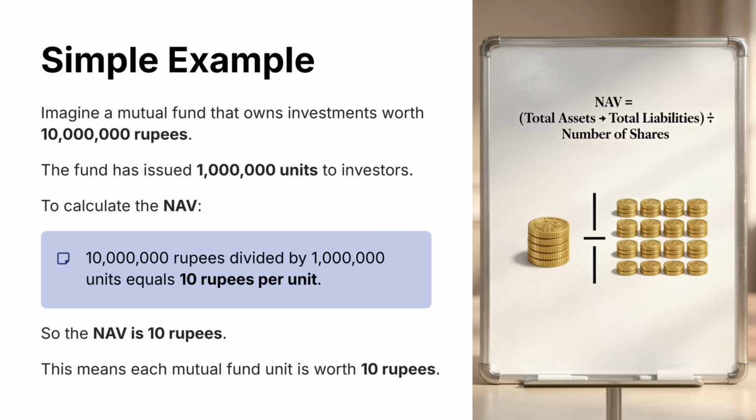Now we will see a simple example. Imagine a mutual fund that owns investments worth 1 crore rupees. The fund has issued 10 lakh units to the investors. To calculate the NAV, 1 crore rupees divided by 10 lakh units is equivalent to 10 rupees per unit. So the NAV is 10 rupees. This means each mutual fund unit is worth 10 rupees.